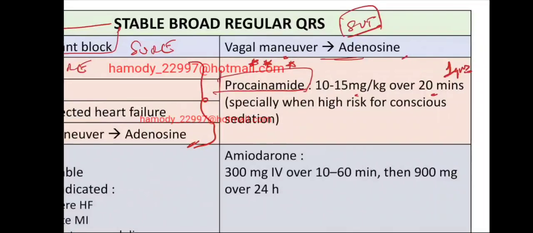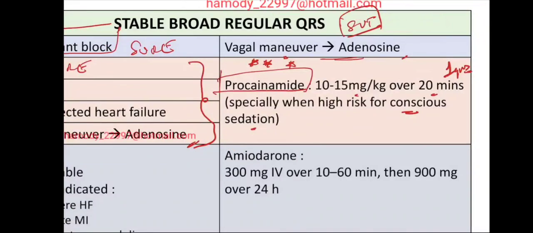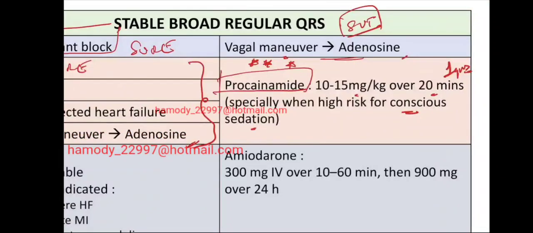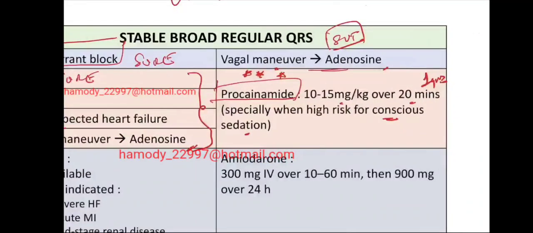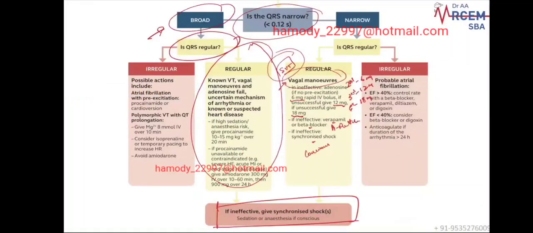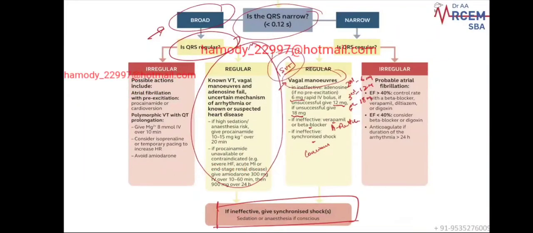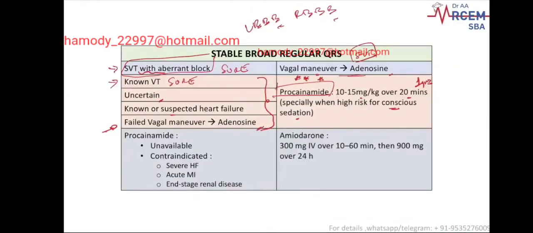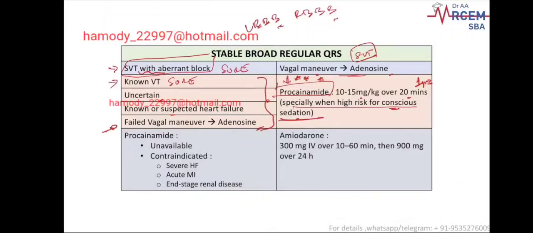Especially consider giving procainamide over amiodarone whenever there is a high risk for conscious sedation. For example, he has plenty of comorbidities. Okay, he's an obese individual. It is a high risk for giving conscious sedation. If you give conscious sedation, he might go into respiratory arrest. You're worried because if the drug you're giving is ineffective, we go ahead and give a synchronized shock. For synchronized shock, conscious sedation is required. So they have stressed that especially when there is a high risk for conscious sedation, give procainamide.